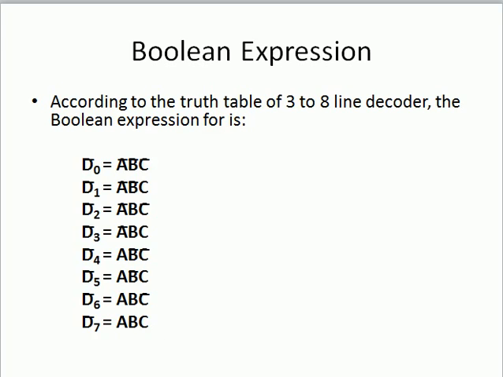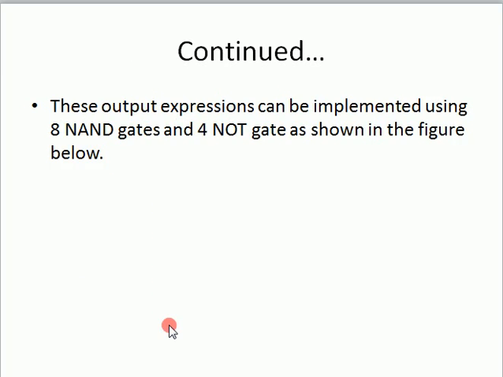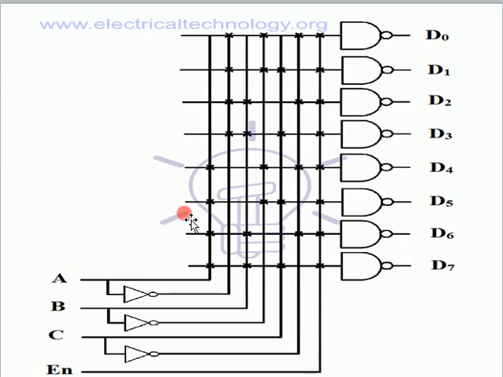So these output expressions can be implemented by using 8 NAND gates and 4 NOT gates, as shown in this circuit diagram. Here we have this one enable input and the 3 inputs A, B and C, and at the output side we have the NAND gates.